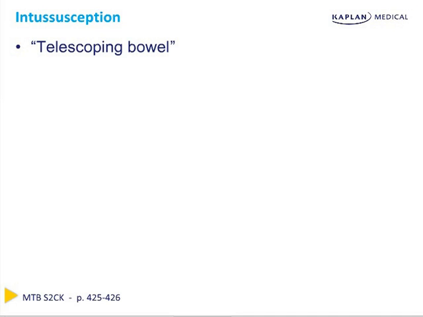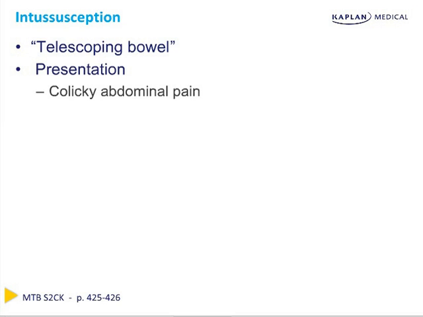So be looking for a history in your vignette of, 2 weeks ago he had a URI or some viral diarrhea that was self-resolving. It went away by itself, and now they're presenting with this severe pain in their abdomen and some vomiting. The presentation is typically a triad of symptoms. It's colicky abdominal pain, which is like what we said in volvulus. It's bilious vomiting, which is like what we said in volvulus and like what's seen in duodenal atresia. But here's a major differentiating factor: currant jelly stool, this sort of dark, bloody stool.